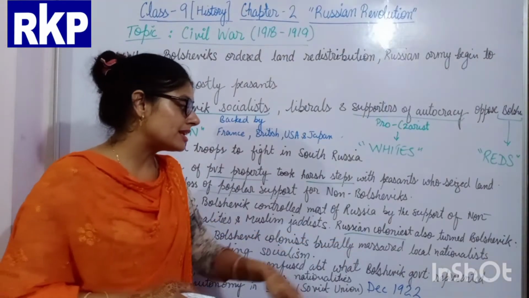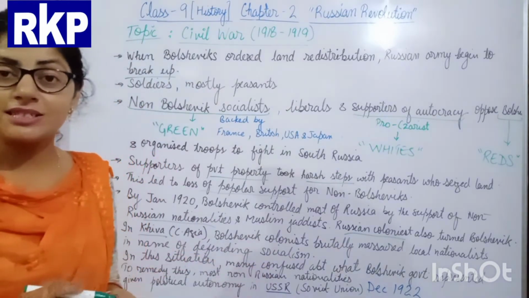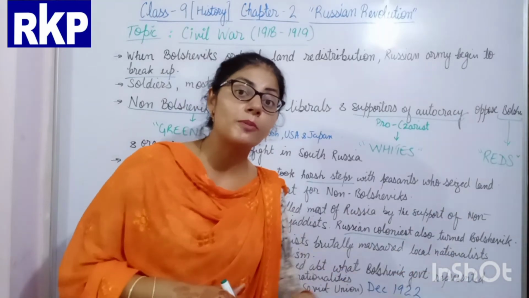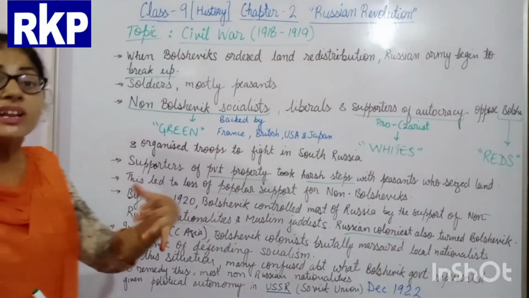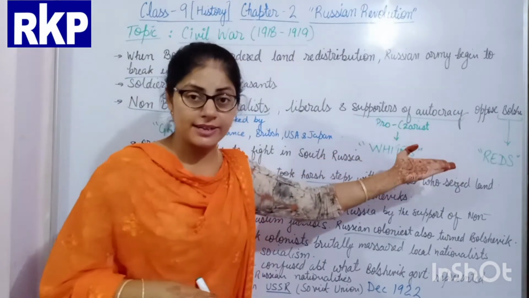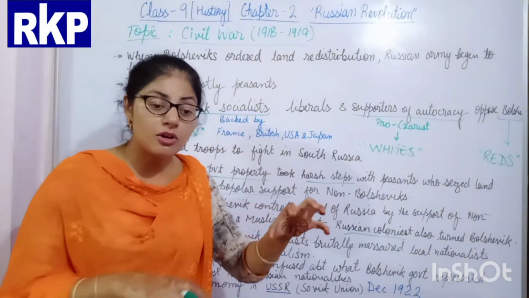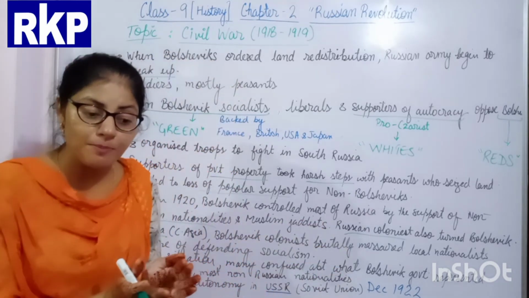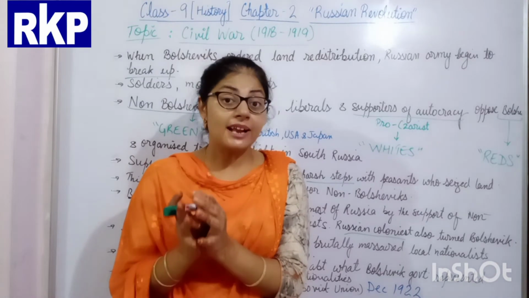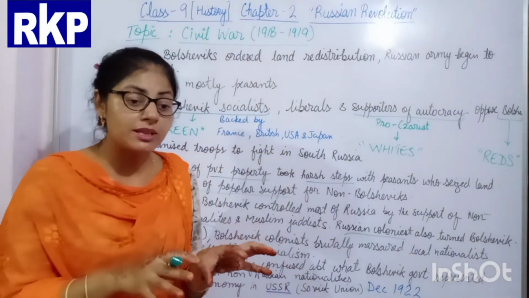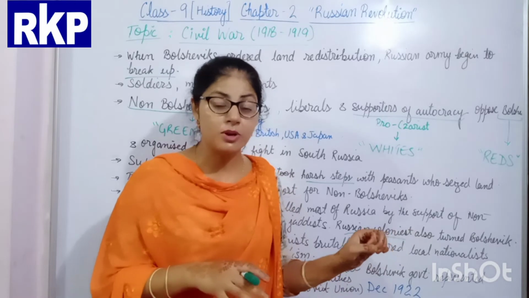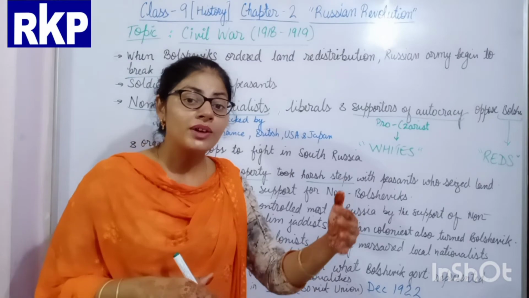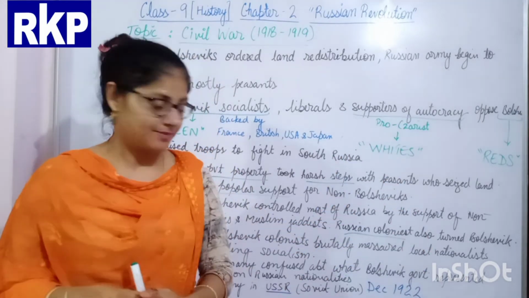Bolshevik colonists brutally massacred the local nationalities, the local people who were against the Bolsheviks, like the pro-czarists. The colonized people who lived in the colonies of Russia came in support of the Bolshevik party and started a brutal massacre of the people who were against it, in the name of defending socialism.